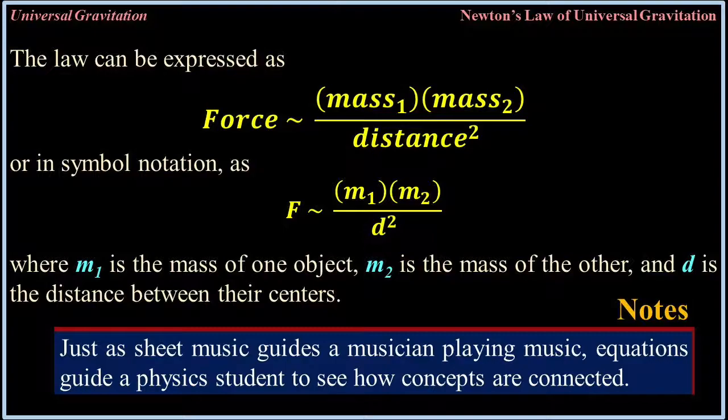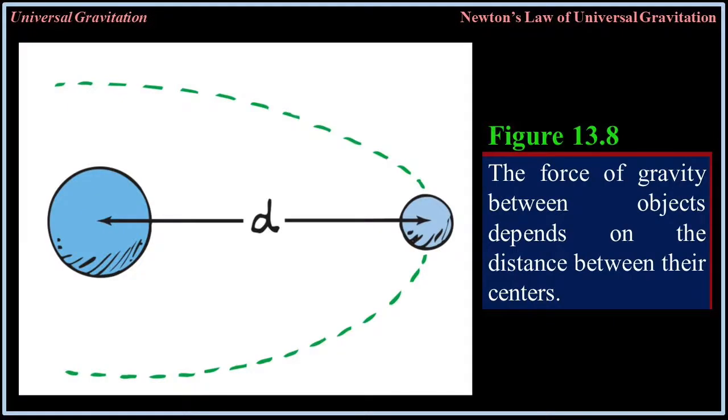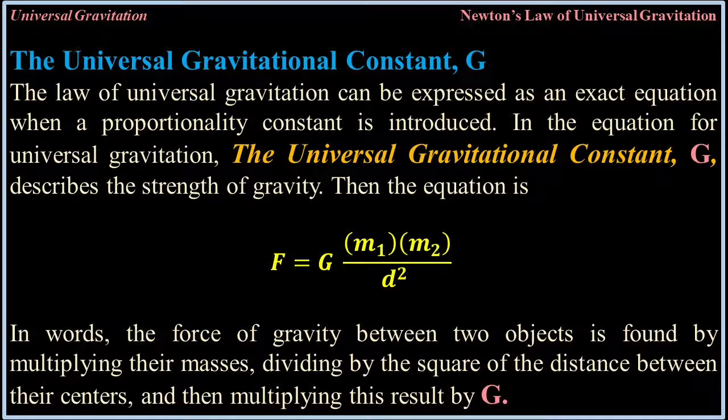Notes: just as sheet music guides a musician playing music, equations guide physics students to see how concepts are connected. Figure 13.8. The force of gravity between objects depends on the distance between their centers. The universal gravitation constant G. The law of universal gravitation can be expressed as an exact equation when a proportionality constant is introduced. In the equation for universal gravitation, the universal gravitation constant G describes the strength of gravity.